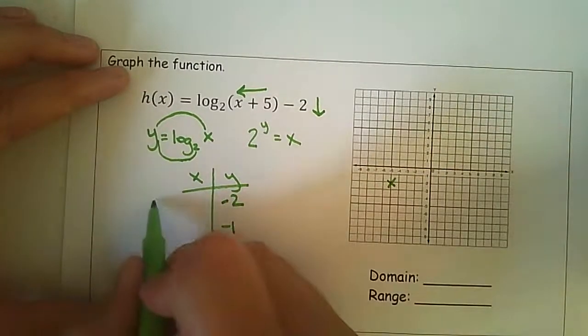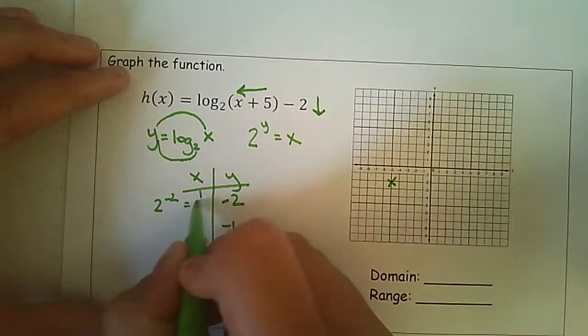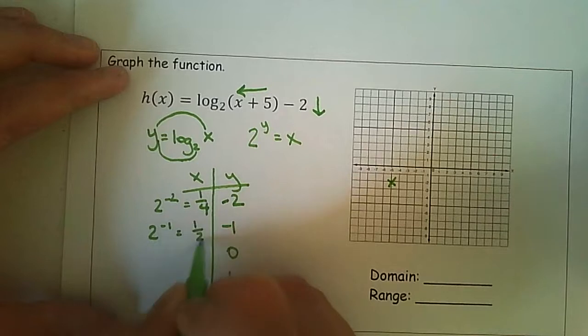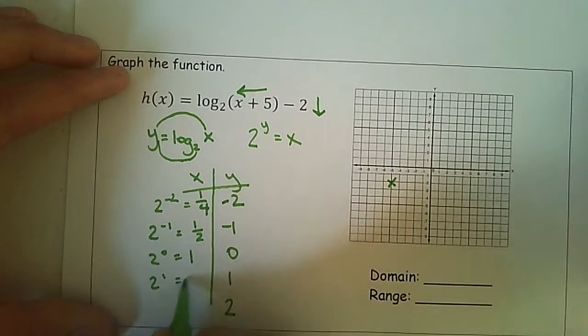So I'm going to plug negative 2 in for y. 2 to the power of negative 2 is 1/4. Keep on going. I'm going to get 1/2, 1, 2, and 4.